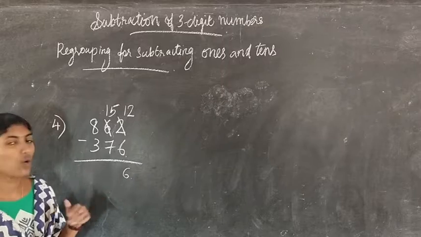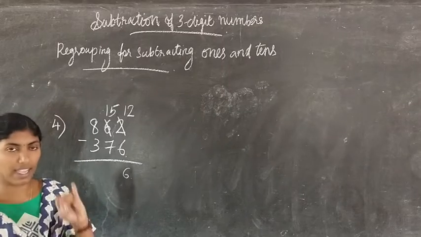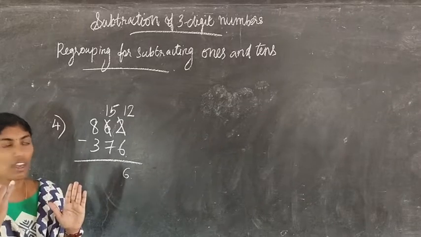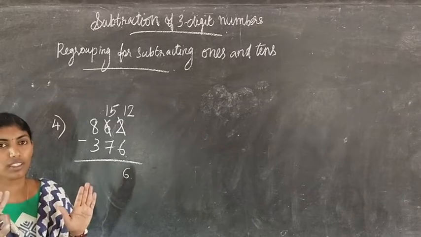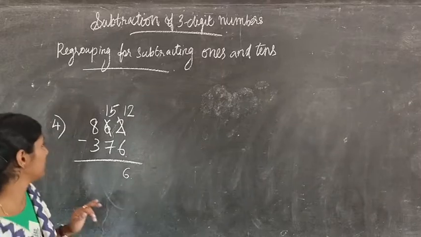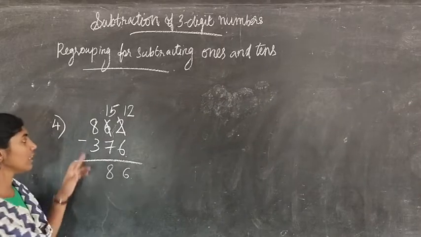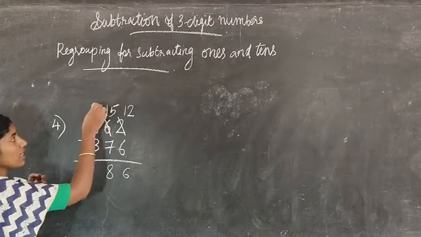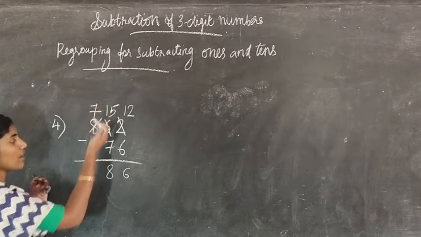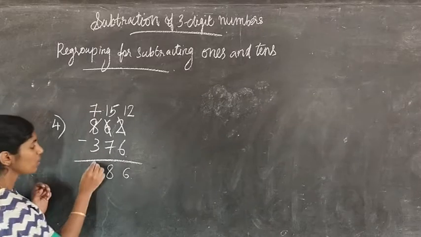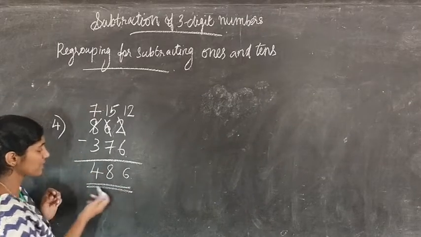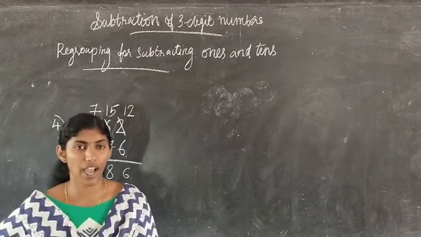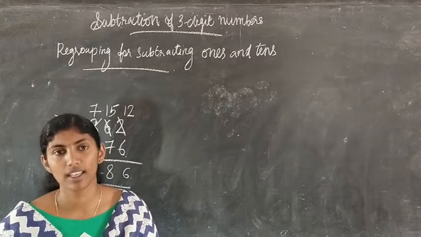For that, count forward after 7, that is 8, 9, 10, 11, 12, 13, 14, 15. How many? Yes, 8. So write 8 here. Then here we have only 7 since 100 was borrowed by this tens column. Then 7 minus 3, we have 4. Therefore, our answer is 486. So children, I hope you understood today's class.